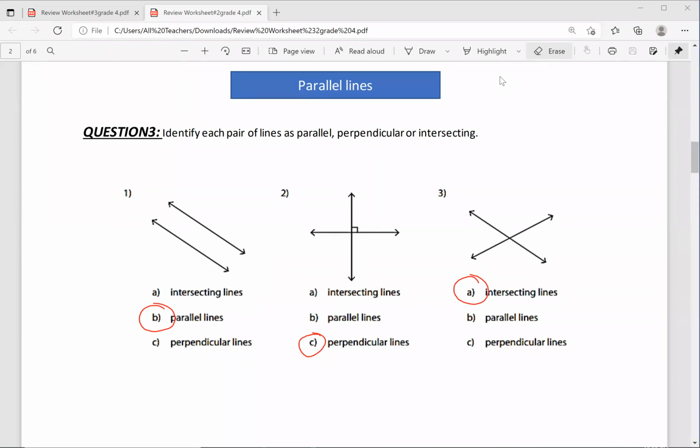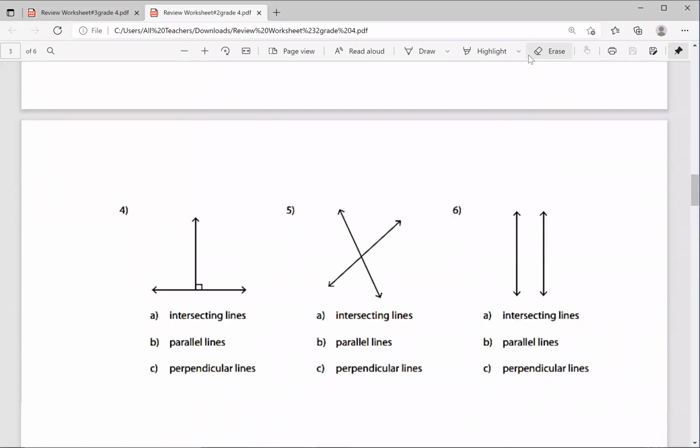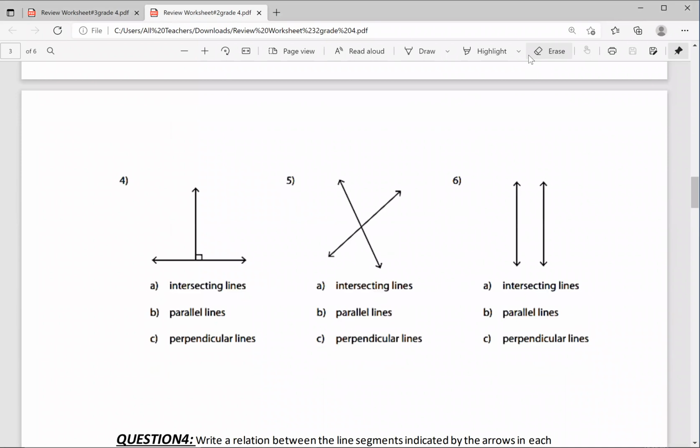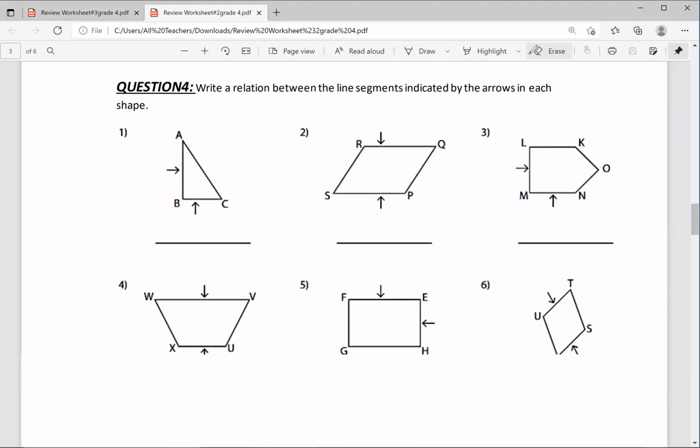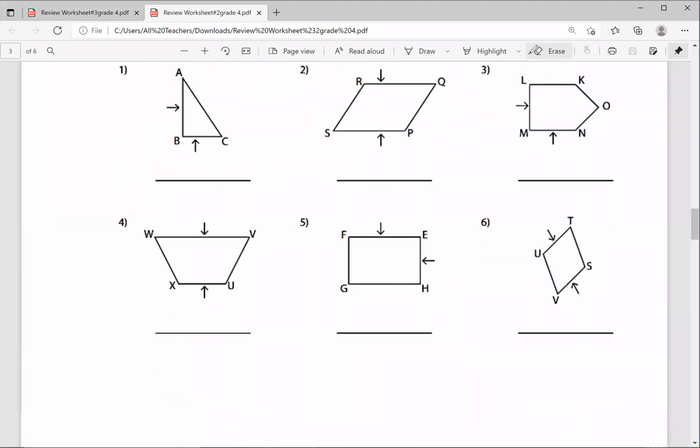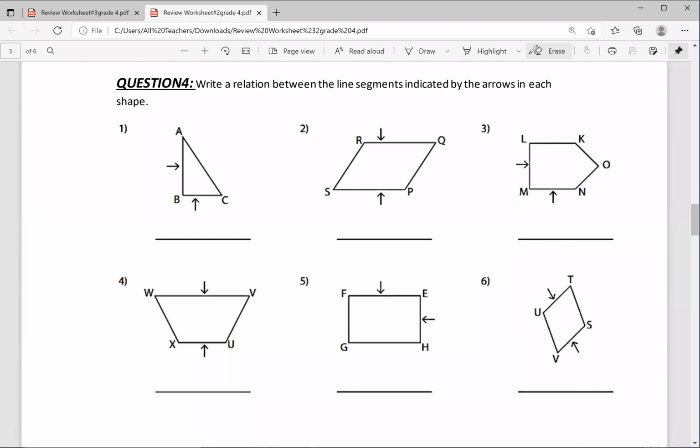Let us continue, we still have more. Here we have the first figure, they are perpendicular lines, then intersecting lines, and those are parallel lines. Now, we have to tell if the following lines that are indicated by the arrows are parallel, perpendicular, or intersecting. The first pair, as you can see, they have a square corner. So these are perpendicular lines.